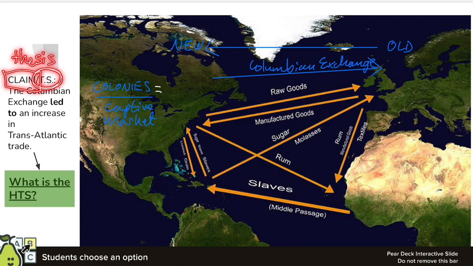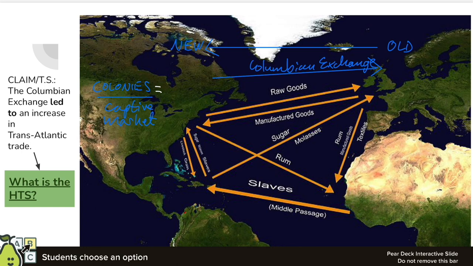Specifically, this could be an example of a topic sentence. So at the beginning of a paragraph, that's what you're going to tell the reader your paragraph is going to cover, be about. And so in this claim, it says, the Columbian Exchange led to an increase in transatlantic trade.